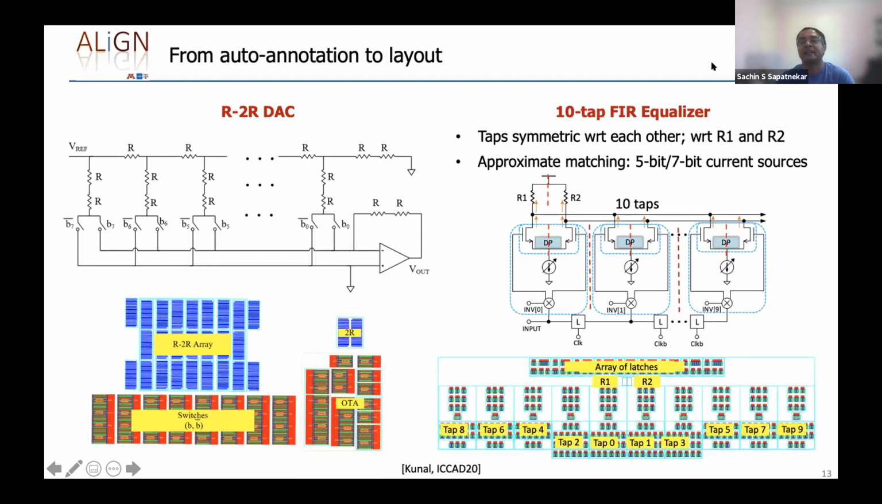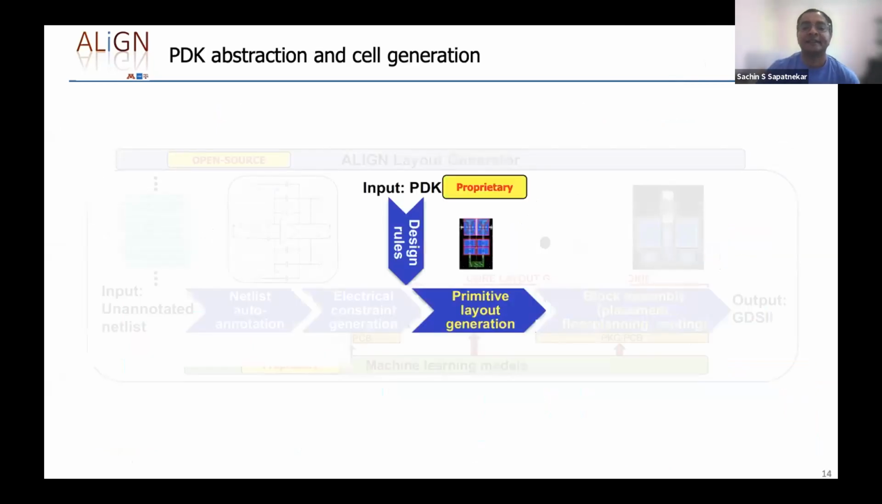Similarly, this is a 10-tap FIR equalizer. And you can see that there are 10 structures over here, which are essentially replicated. But the interesting thing here is that we have approximate matching. So some of these current sources are 5-bit, some are 7-bit, but we can identify that they are kind of roughly similar. And when we lay them out, the 7-bit structures are in the middle, the 5-bit structures are on the outside. And this is a layout that's automatically generated by Align. So that's the annotation step.